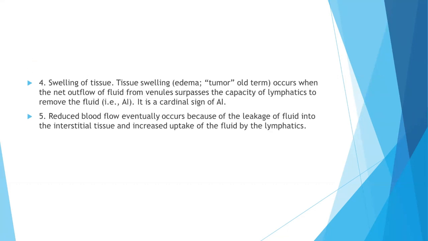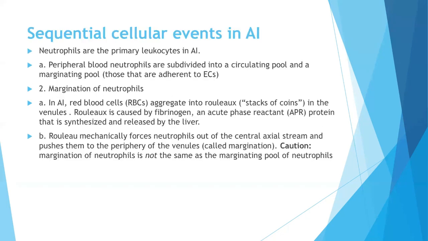Swelling of the tissue, that is edema, also called tumor in the old term, occurs when the net outflow of fluid from venules surpasses the capacity of lymphatics to remove the fluid. It is also one of the cardinal signs of acute inflammation, as we have discussed earlier. The reduced blood flow eventually occurs because of the leakage of fluid into the interstitial tissue and increased uptake of the fluid by the lymphatics.